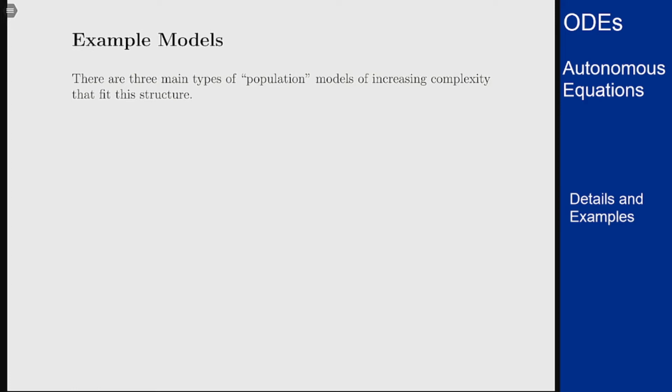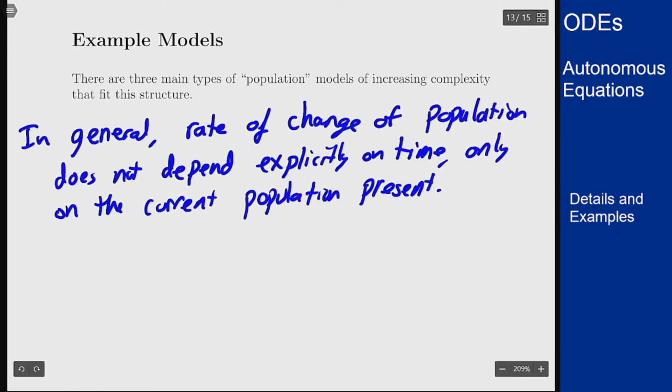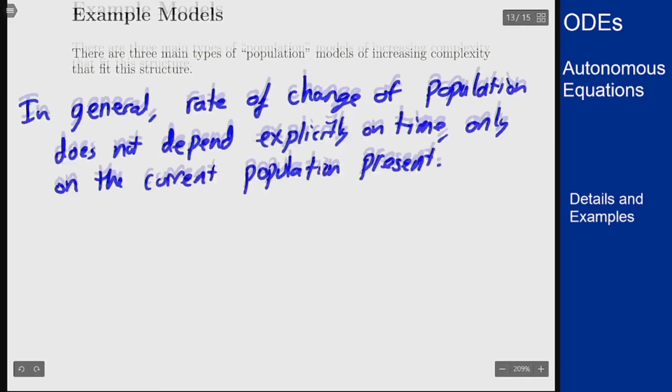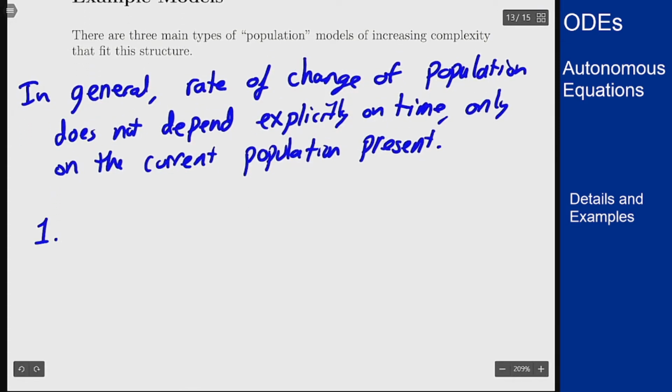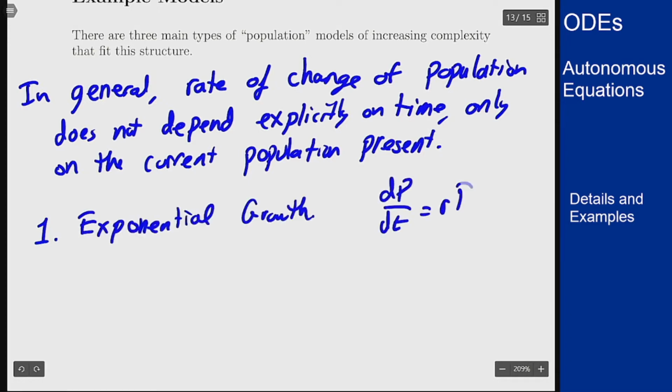It just depends on what the population is at that current moment. And this exact idea, only depending on the population present, gives rise to an autonomous equation. There are three main models that are used for populations in different contexts. The first is the simplest one, just exponential growth: dP/dt is some growth rate times P.